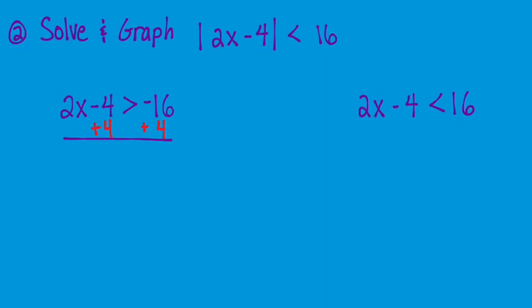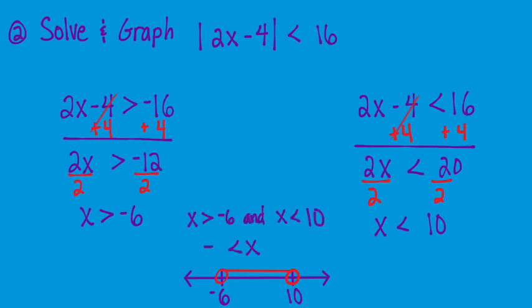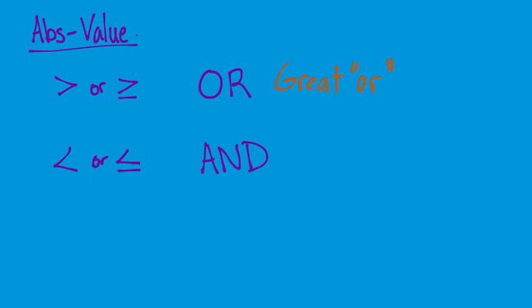I'm going to go ahead and solve these. Adding 4 to both sides and dividing by 2. Adding 4 to both sides and dividing by 2. And when I graph it, I can see that it's going to be an and situation because the very first beginning was a less than. So remember, if it is greater than, then it's an or. And if it's a less than, it is an and.